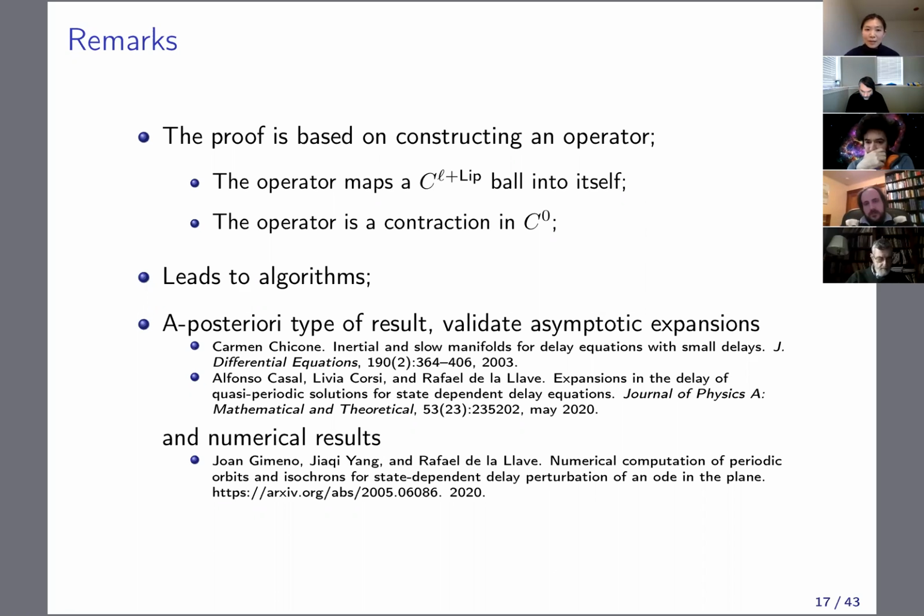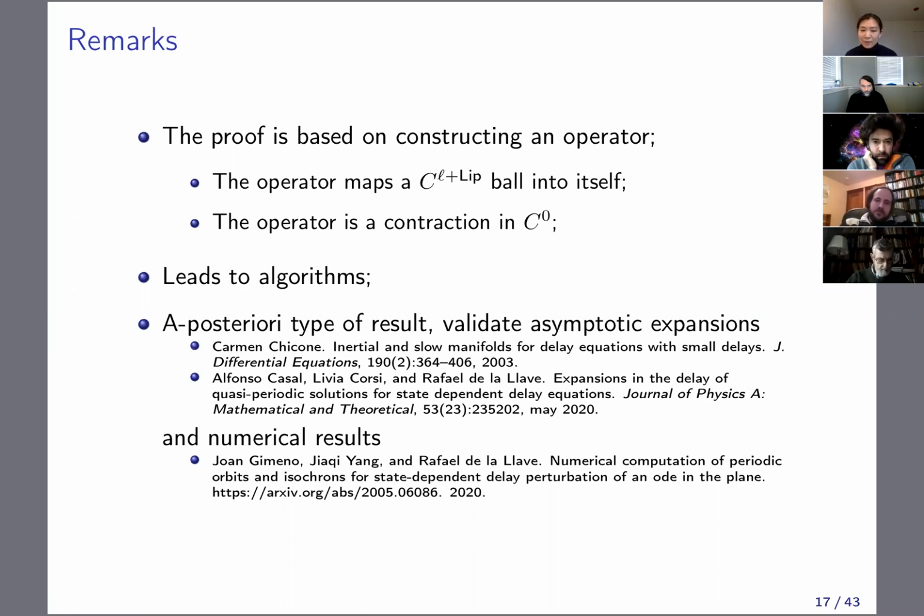And since this proof is constructive, it leads to algorithms. And thanks to the contraction, one can also get a posteriori type of result. A posteriori type of result states that if one has some kind of approximate solution, under some conditions, there will be a true solution to the equation close to the approximate one.